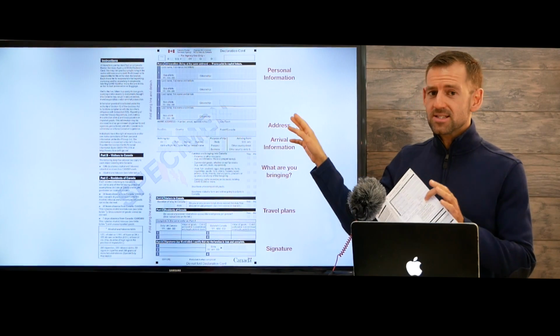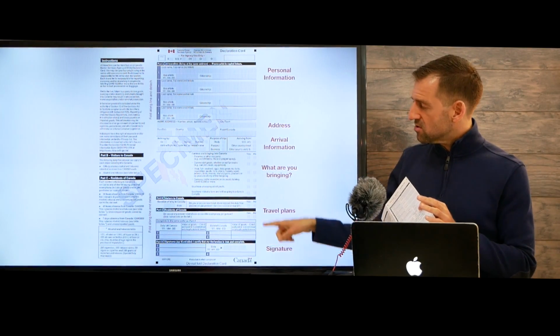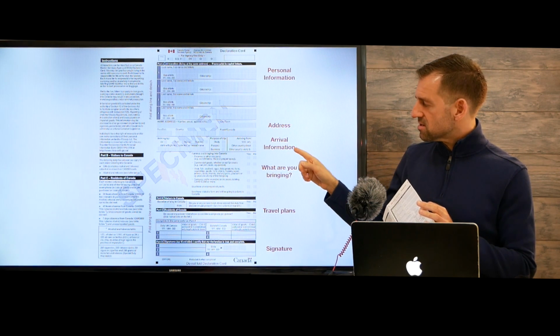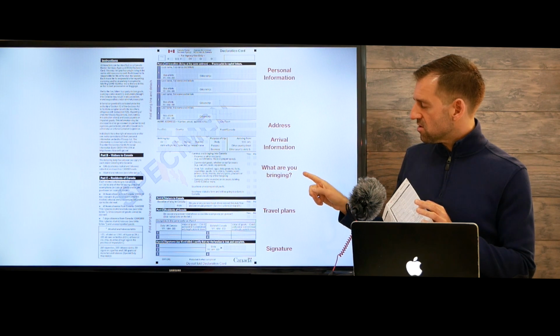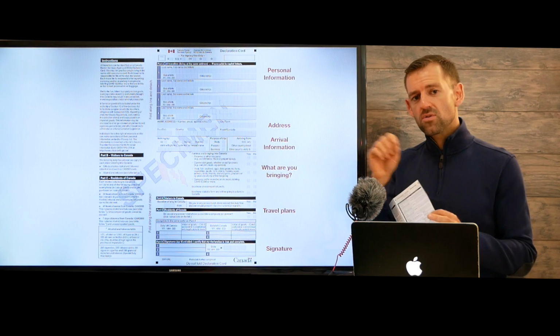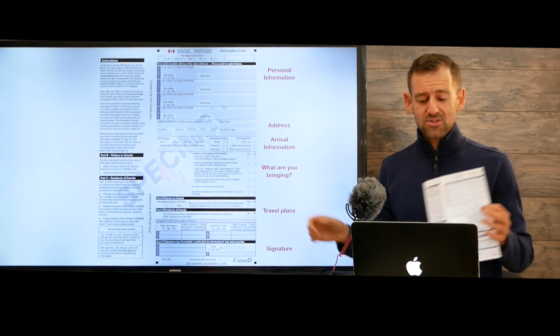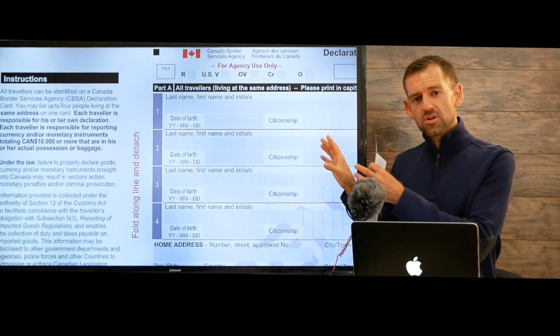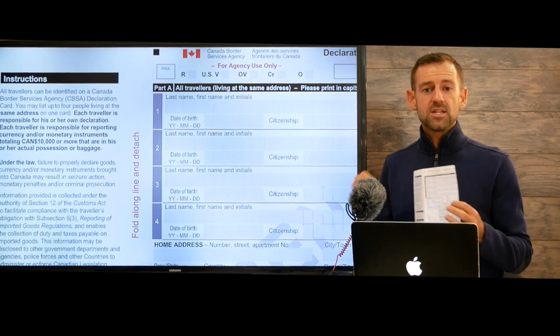There's only 6 things you need to do here. There's personal information, address, arrival information, what are you bringing, your travel plans, and your signature. That's it. It's super easy, okay? So I'm going to go through each part of the form and teach you how to do it.